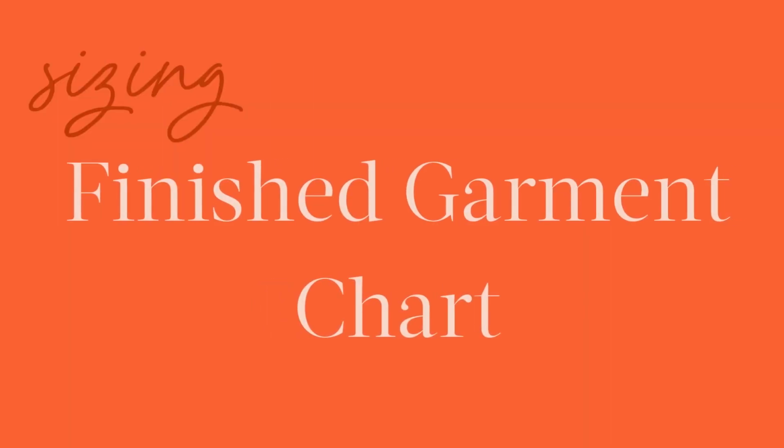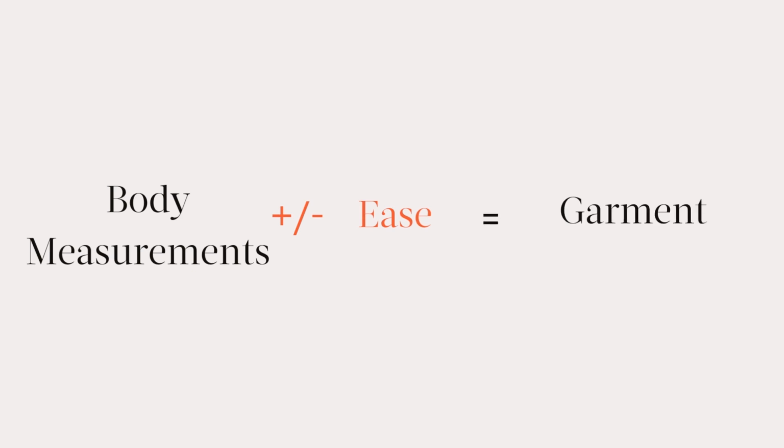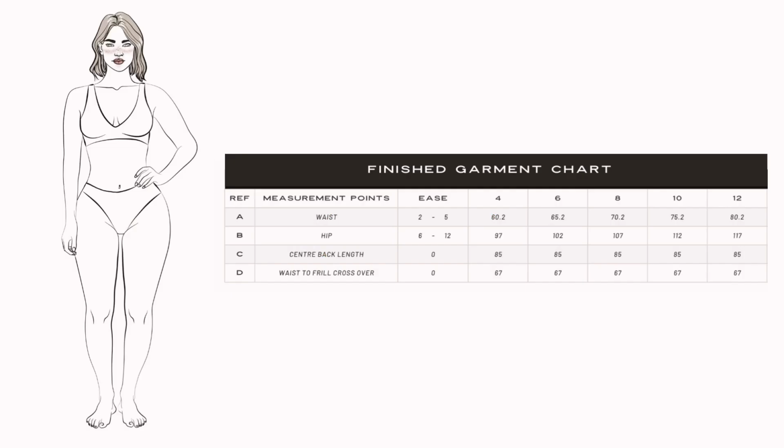So moving on to a finished garment measurement chart. This chart lists the actual measurements of the finished garment or pattern. Remember, your body measurements plus or minus ease are equivalent to the garment measurements. This means that you will add or subtract your preferred ease to the body measurements before choosing your size.